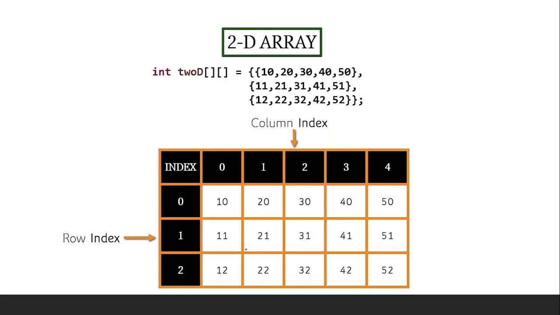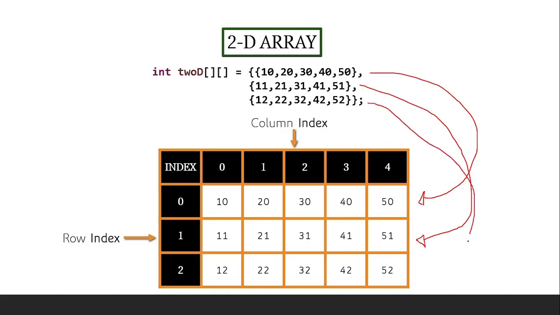Okay, kanina binilang natin using length. Ngayon naman, paano natin siya bibilangin using the index? So as you can see, same declaration lang tayo. 10, 20, 30, 40, 50. So this one. 11, 21, 31, 41, 51 for this row. And then 12, 22, 32, 42, 52 for this row naman.